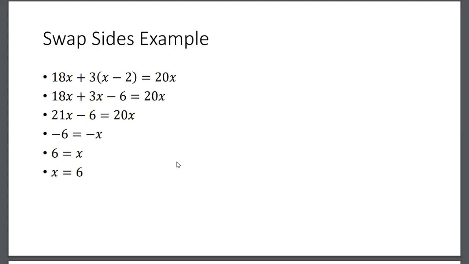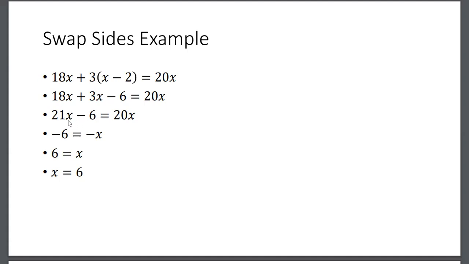Swap sides example. The original equation here. First, clear out the parentheses by distributing this 3 across this binomial. 3 times x is 3x. 3 times negative 2 is negative 6. So the original 18x plus 3 times parentheses x minus 2 equals 20x is now 18x plus 3x minus 6 equals 20x. Combine the 18x and the 3x on the left-hand side, that's 21x.